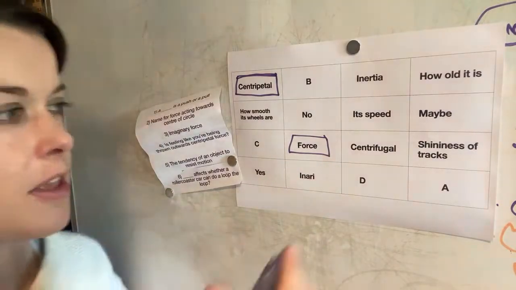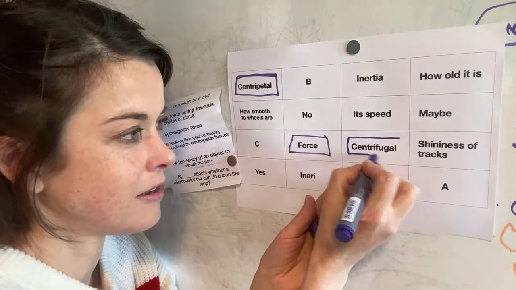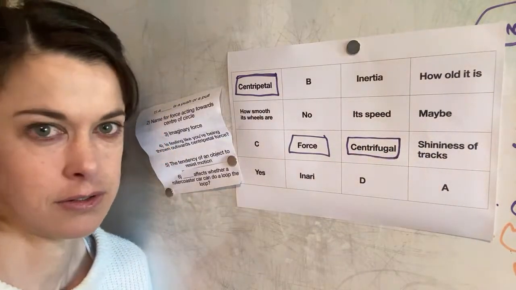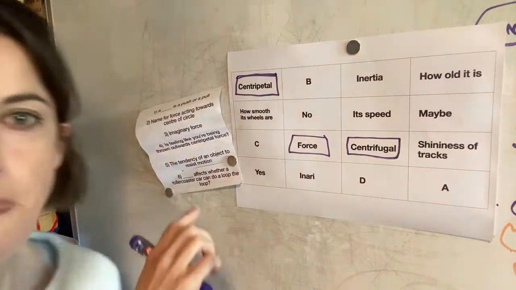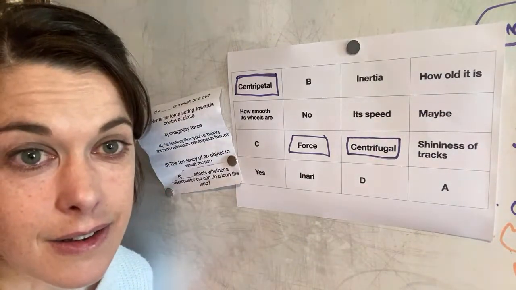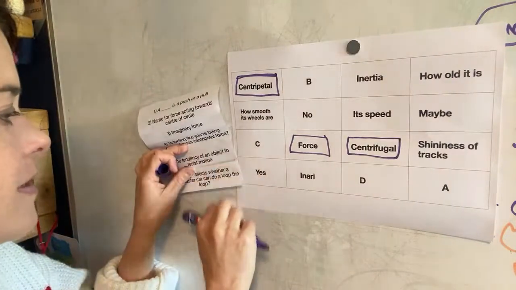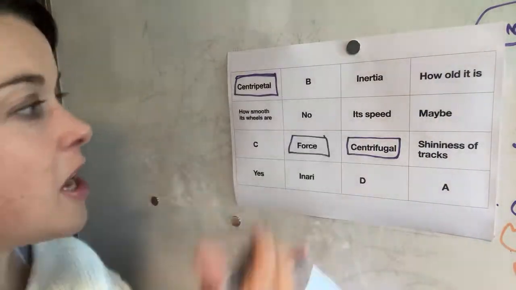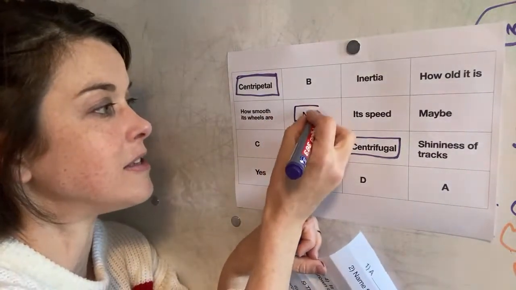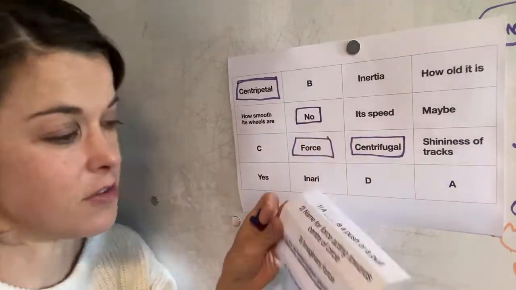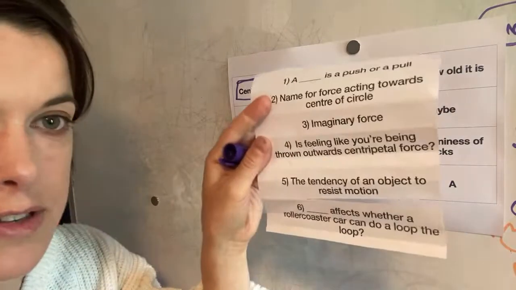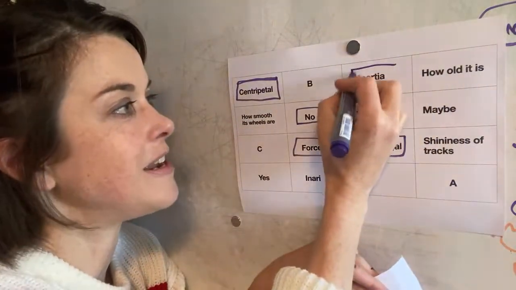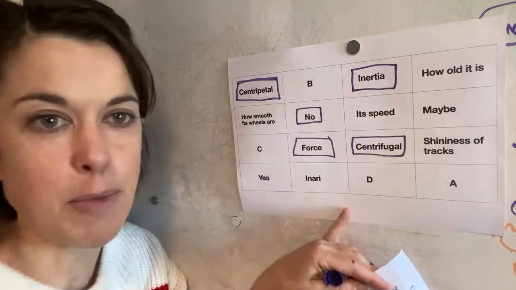Question number 3. The imaginary force. The force which must not be named is the centrifugal force. You feel like you're getting pulled out, but you're not. I can't read this. Who did this? It's supposed to be an accessible lesson. Is feeling like you're being thrown out centripetal force? No, it's not. It's what you would call centrifugal force, if anything. It's an illusion. The tendency of an object to resist motion is called inertia. Inari is a delicious Japanese dish.